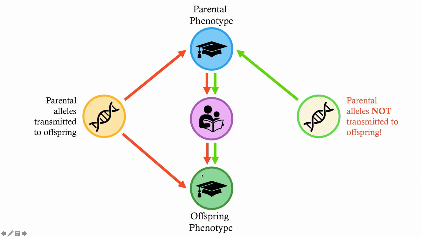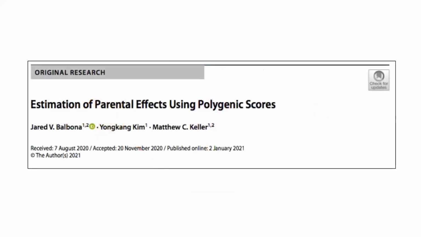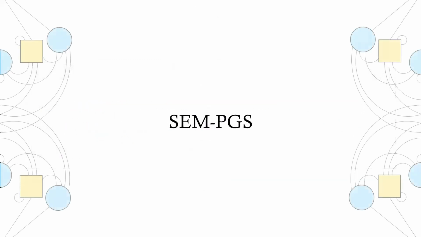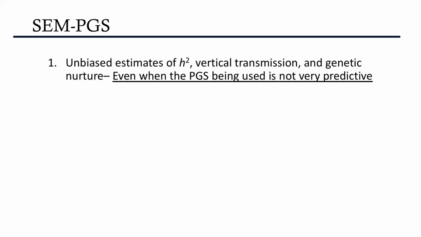So recently, Matt Youngong and I took this logic and instantiated it into a series of causal models that we've called SEM-PGS. SEM-PGS has a number of advantages over previous approaches. The first of which is that using only polygenic scores, it can obtain unbiased estimates of heritability, vertical transmission, and genetic nurture. And it can do so even when the PGSs being used are not very predictive, which is great because most PGSs to date, if not all, explain a pretty small fraction of trait heritability.